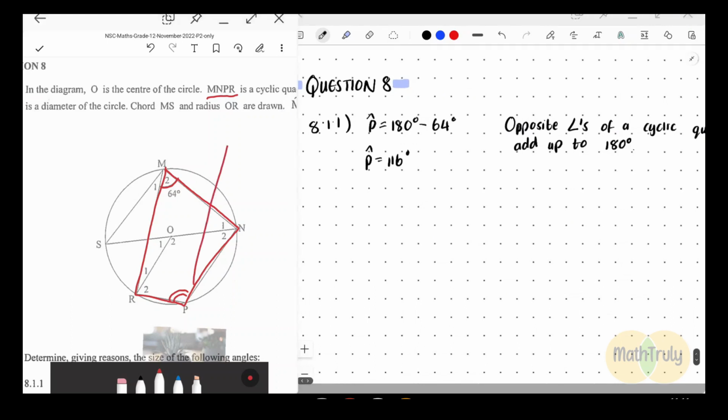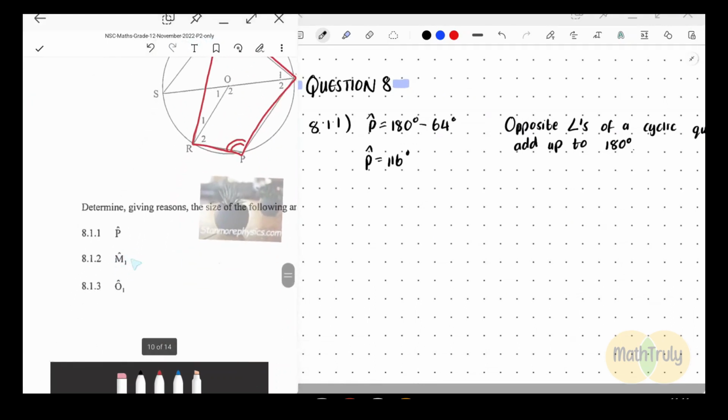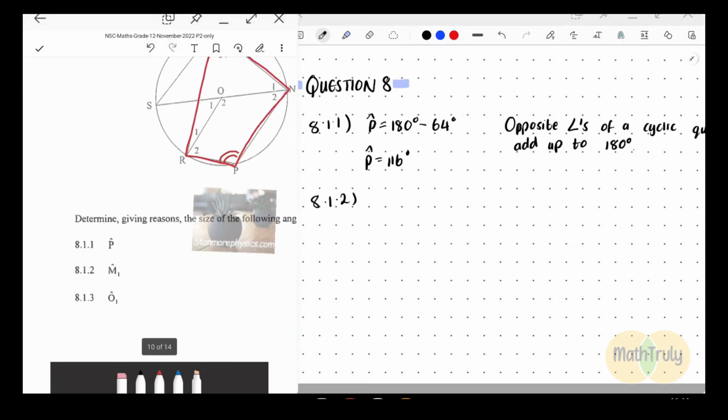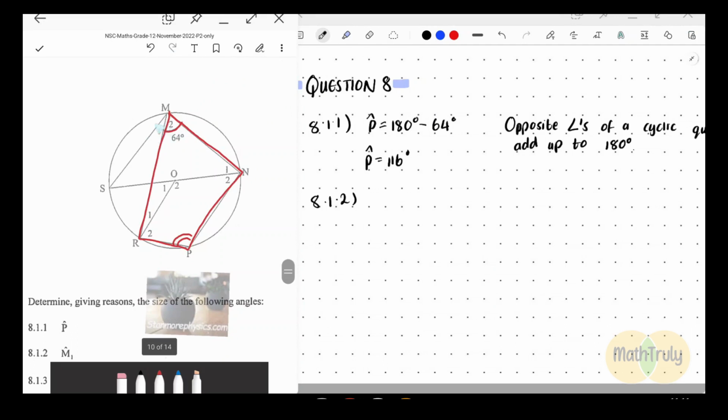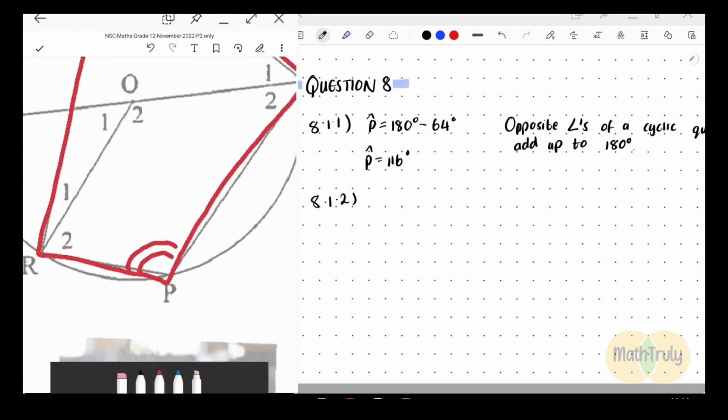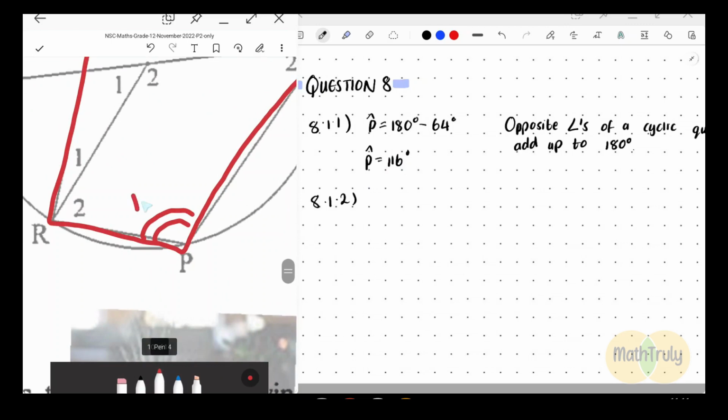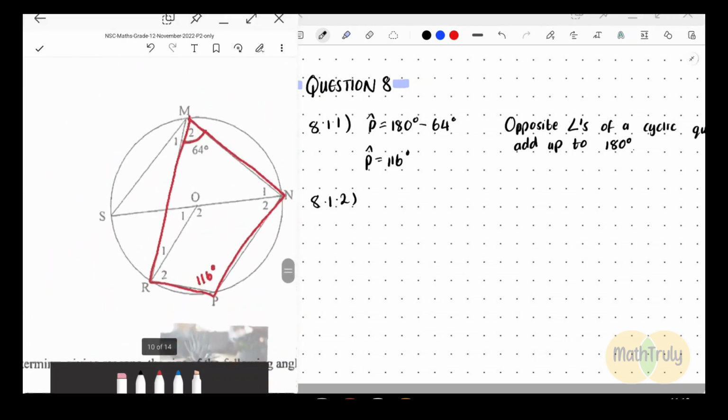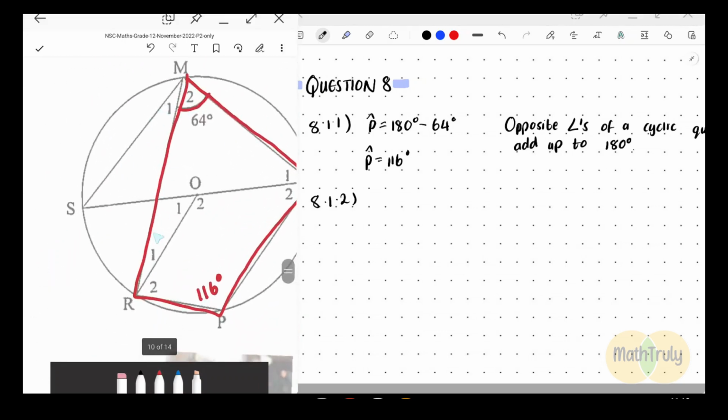Second question, they want us to find the size of angle M1. So to find angle M1, let's just see where M1 is. Also, when you have found an angle, it is very helpful to put it down. So now that we know that angle P is 116 degrees, it will help you a lot to just put down that angle. But they want us to find angle M1.